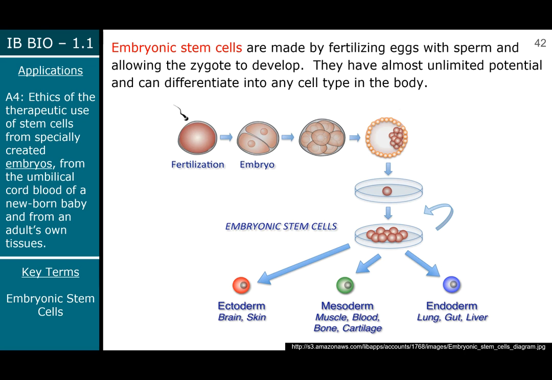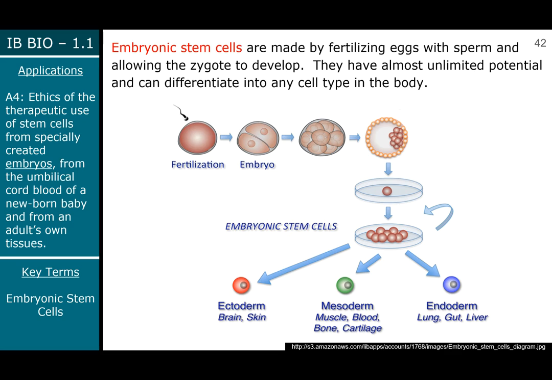So, application number 4, the ethics of the therapeutic use of stem cells from specially created embryos, from the umbilical cord of a newborn baby, and from adults' own tissues. So there are different sources of stem cells. Not all stem cells are the same. We have different levels of potency, and they don't all come from the same place.